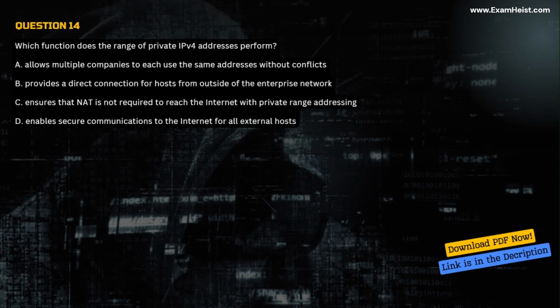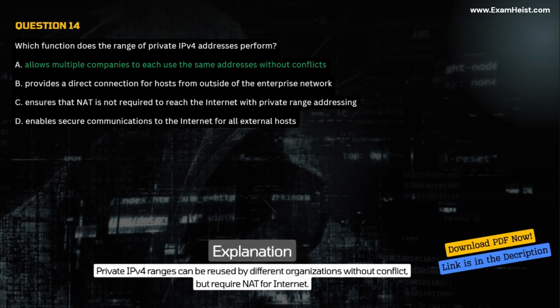Question 14. Which function does the range of private IPv4 addresses perform? A. Allows multiple companies to each use the same addresses without conflicts. B. Provides a direct connection for hosts from outside of the enterprise network. C. Ensures that NAT is not required to reach the Internet with private range addressing. D. Enables secure communications to the Internet for all external hosts. Correct answer A. Allows multiple companies to each use the same addresses without conflicts. Explanation. Private IPv4 ranges can be reused by different organizations without conflict, but require NAT for Internet.